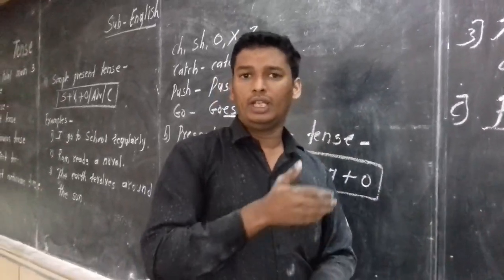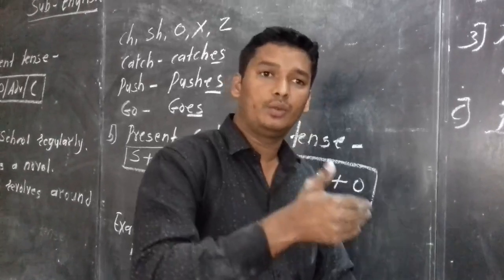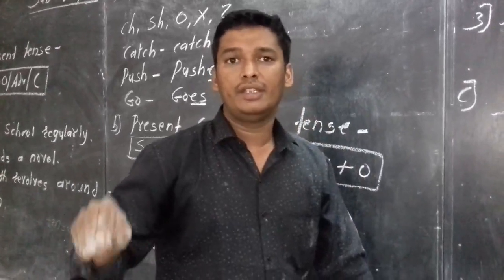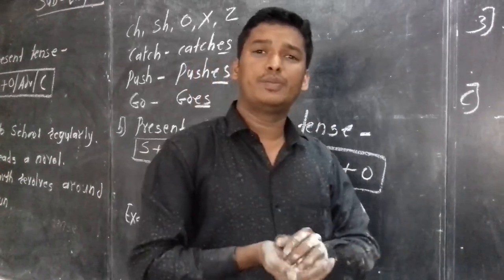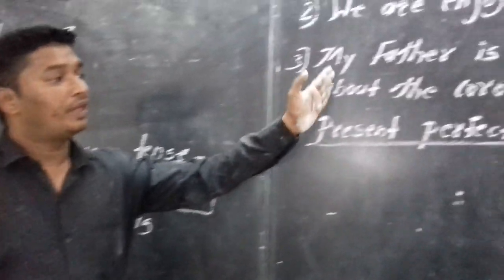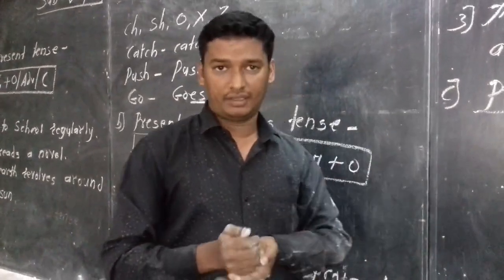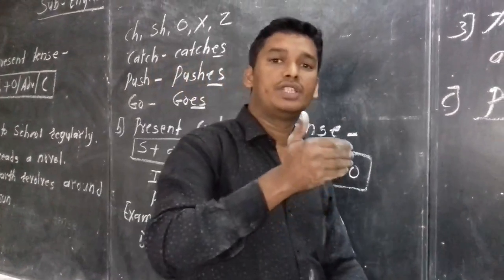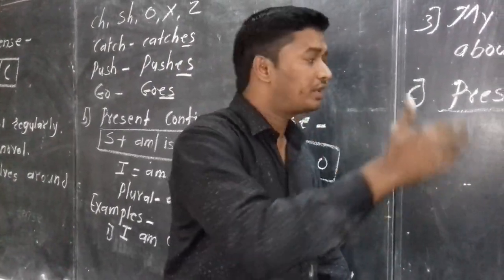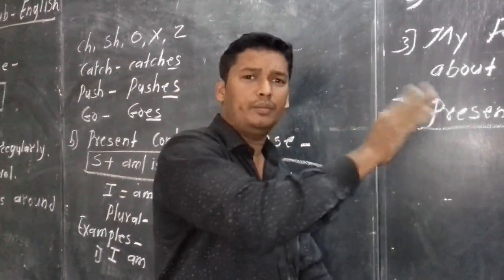When did we learn present continuous? We have just learnt present continuous, and that action has just been completed. So that example is of present perfect tense. Action completed in the present. The action which is completed in the present, that action is expressed by present perfect tense. Completed action in the present. Okay.